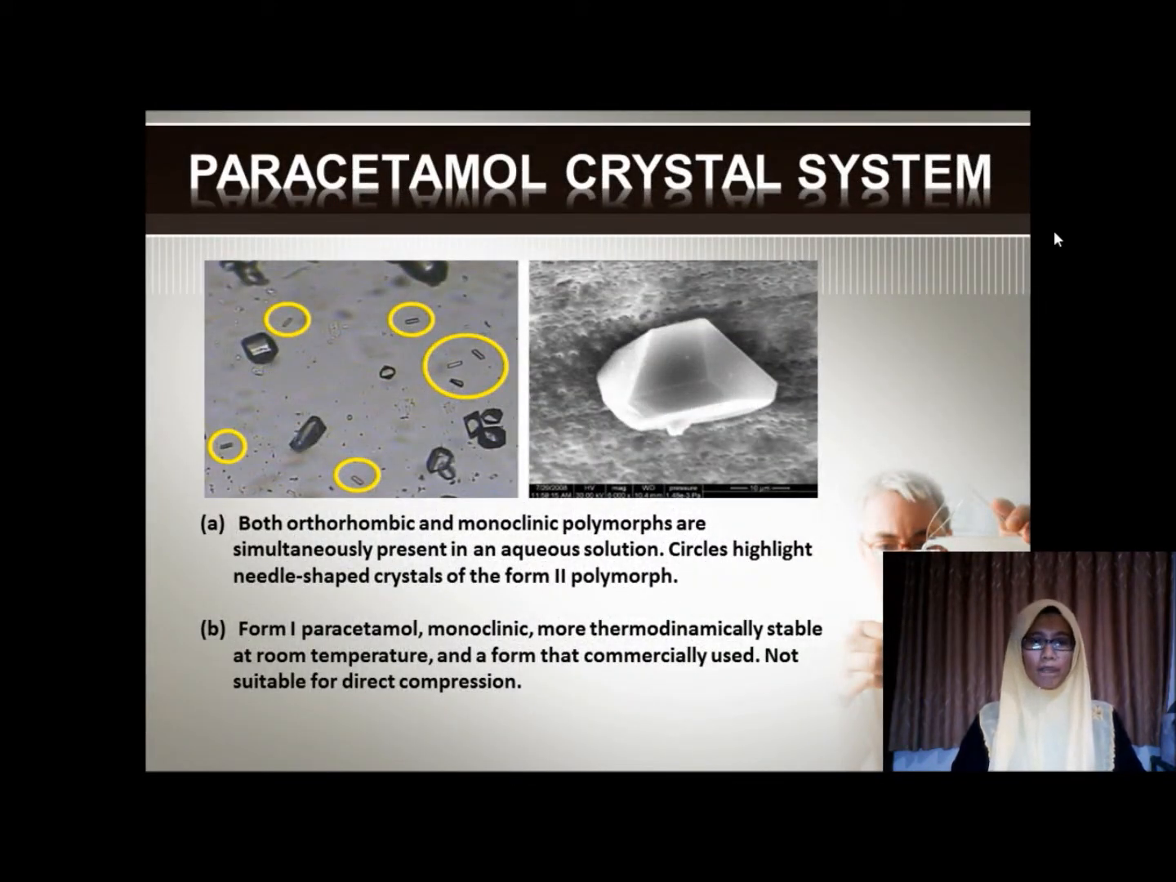Paracetamol crystal system. Both orthorhombic and monoclinic polymorphs are simultaneously present in an aqueous solution. The circle highlights needle-shaped crystals of the form 2 polymorph. Form 1 paracetamol is monoclinic, more thermodynamically stable at room temperature, and the form that is commercially used, and this form is not suitable for direct compression.